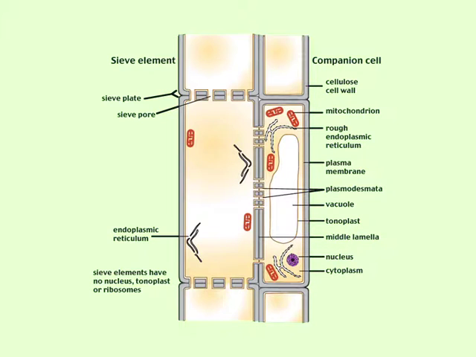Where the end walls of two sieve elements meet, a sieve plate is formed. Each sieve plate consists of the two end walls perforated by large pores. Each sieve element has a very metabolically active companion cell. There are many plasmodesmata between each sieve tube element and its companion cell.